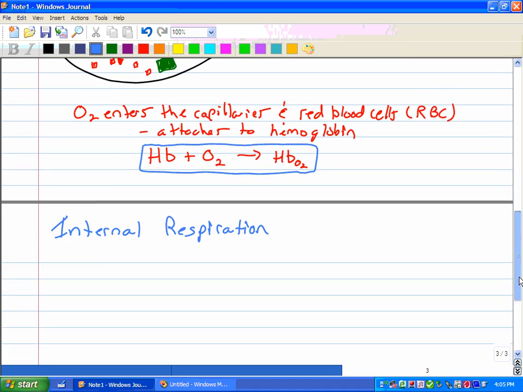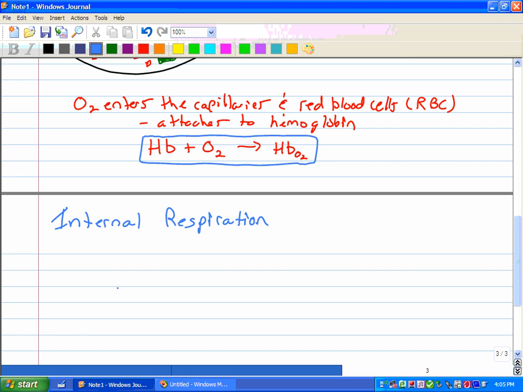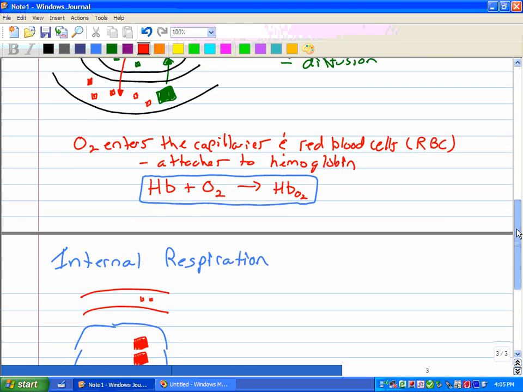So internal respiration is when carbon dioxide, so here's our cell, and here's our capillary next to it. What happens is we have a lot of CO2 being produced, and we have little CO2. Well, maybe we should make sure we're consistent here.